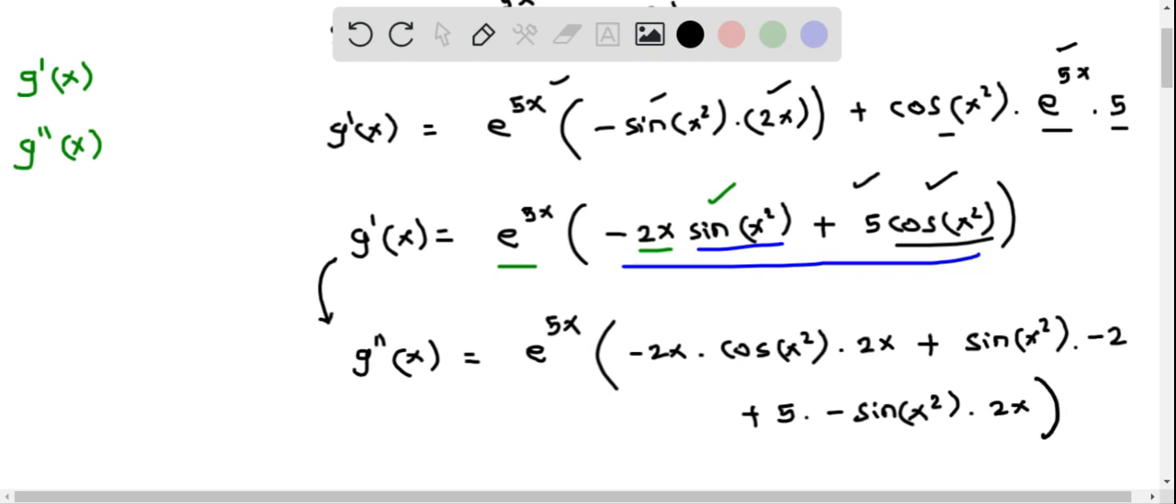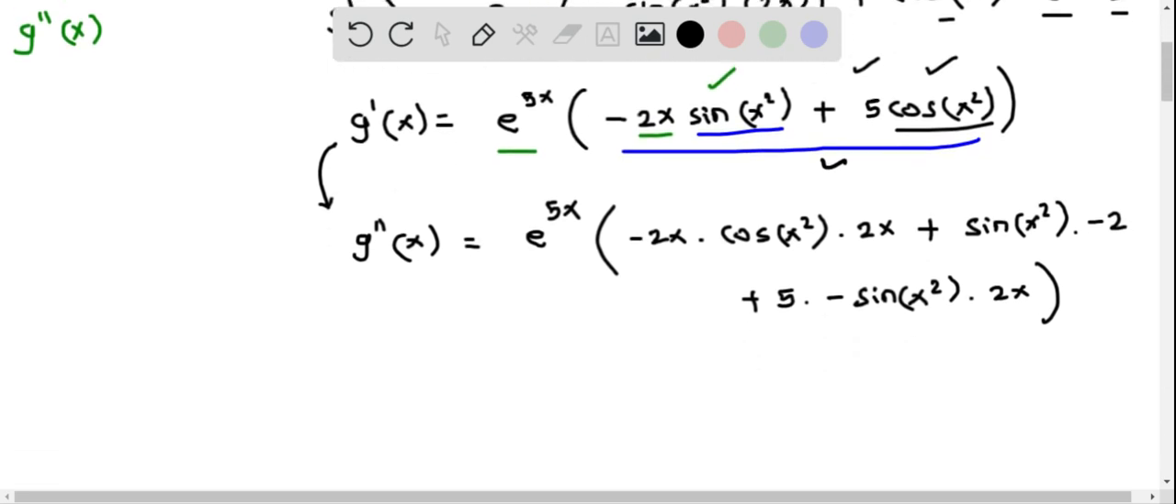So we have done the derivative of this complete expression. Now, according to the product rule, we put this second expression and then multiply with the derivative of e power 5x. So let me copy the second expression, which is negative 2x sine x squared plus 5 cosine x squared.